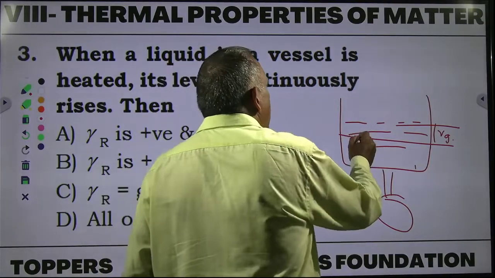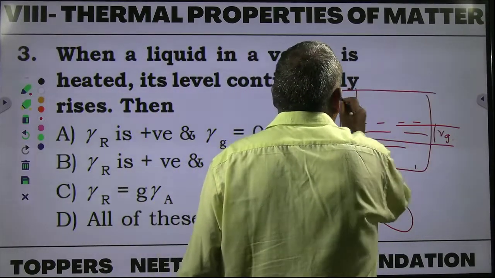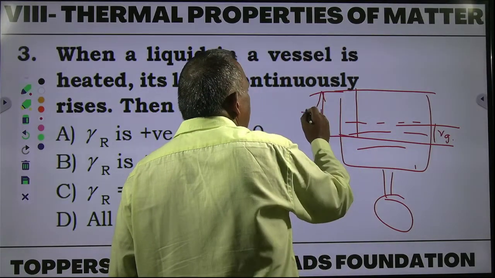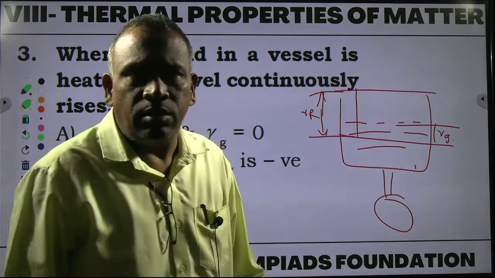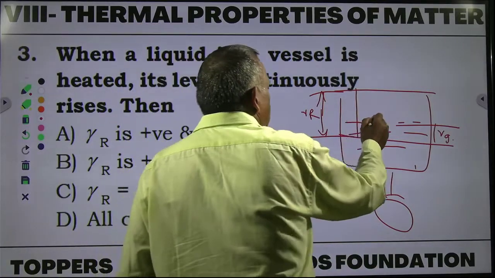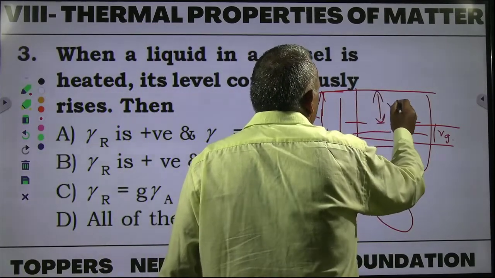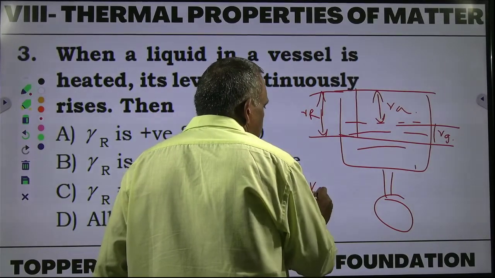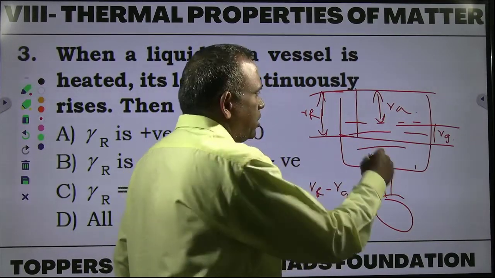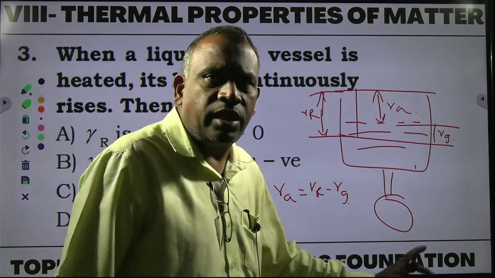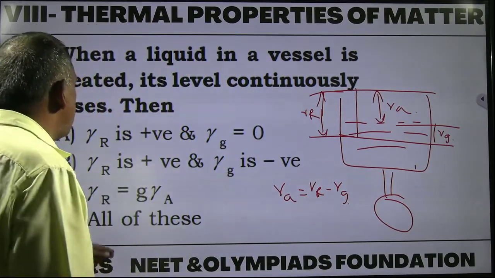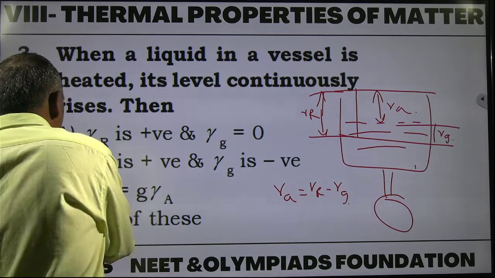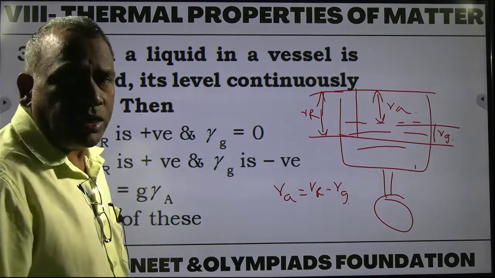Then the liquid starts heating, and this is the liquid's real expansion. The difference is called apparent expansion. Apparent expansion is nothing but the real expansion minus container expansion. If you observe these values, gamma r is positive, gamma g is 0. All the above are correct.